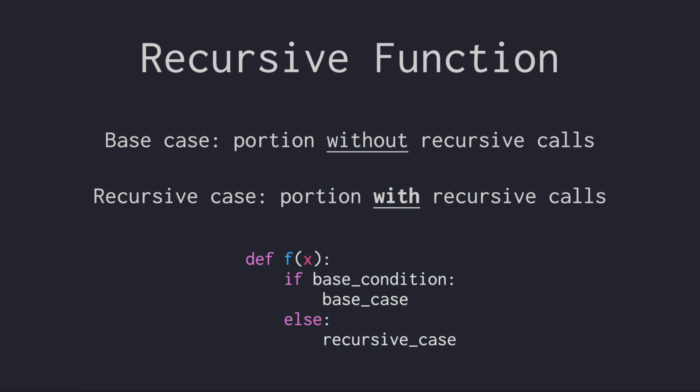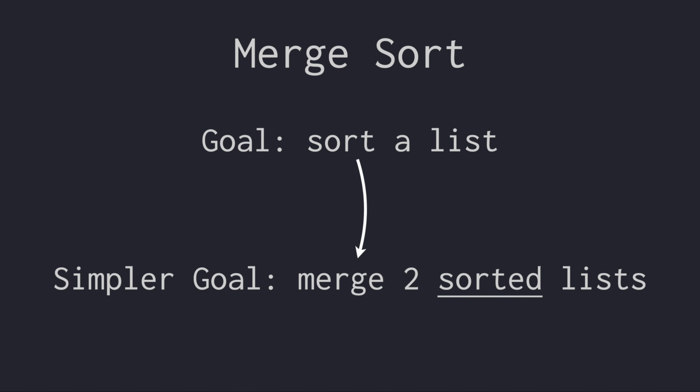Alright, with that, we can finally get back to merge sort. So remember, merge sort tries to sort a list by solving a simpler goal, which is to merge two sorted lists using the merge operation that we just talked about. So the intuition behind merge sort goes something like this.